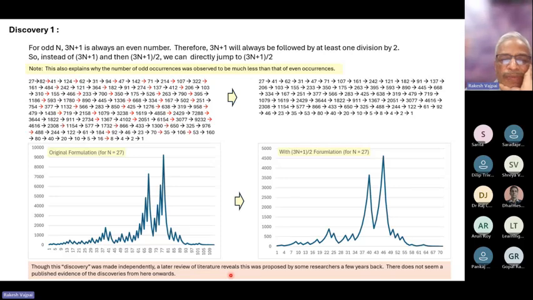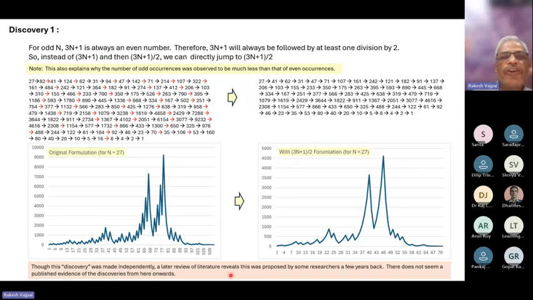A few years back, one of the publications revealed that this problem can be looked at in a more simplified way if 3n plus 1 becomes (3n plus 1) upon 2. Beyond that, I haven't found any single publication where these discoveries are there. So until I find something, I can continue to claim that some of these discoveries are fairly unique. And that is where I come back to the point of an amateur: if one looks at it from a non-mathematician's point of view, maybe there are a few more things to discover.